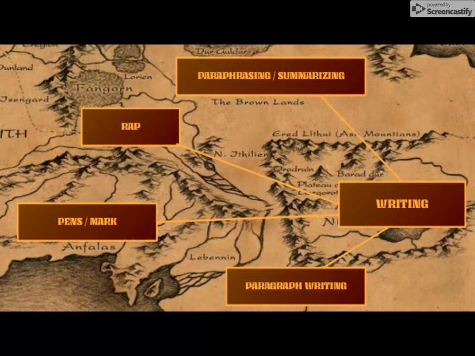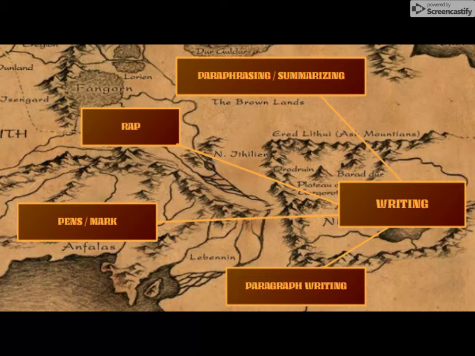The paraphrasing and summarizing strategy is one that you were introduced to last year and is going to help you to be able to write sentences that make sense, but also put other people's words in sentences that make sense as well. That's what paraphrasing and summarizing is. And this is also going to help you to approach, after you've read something, how do I put it in my own words and make it make sense so that other people will understand it as well.